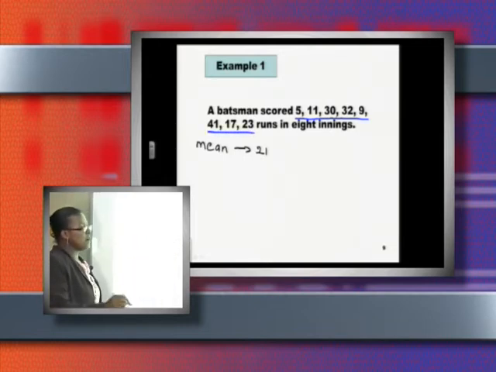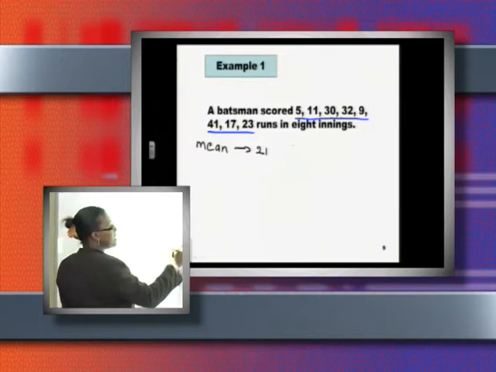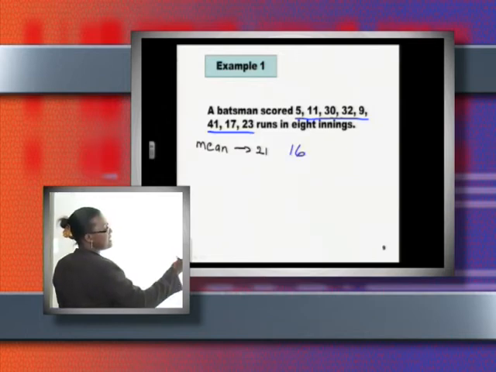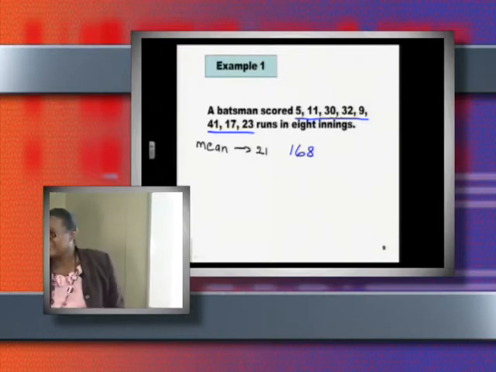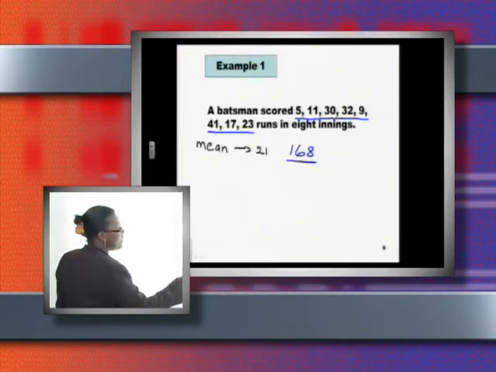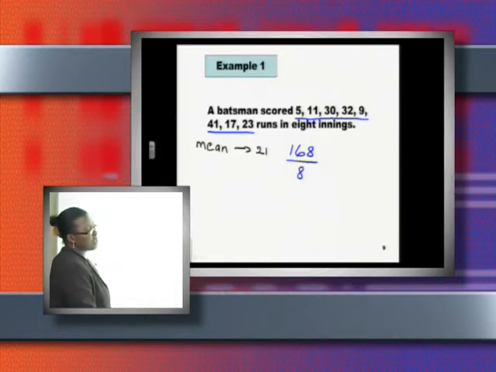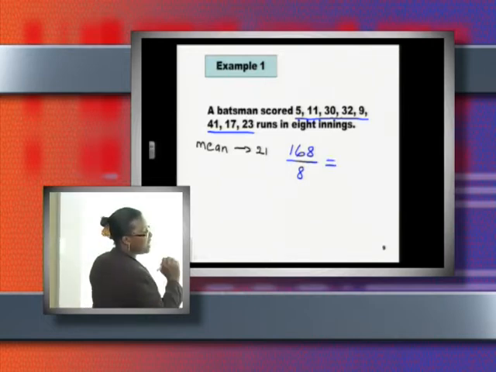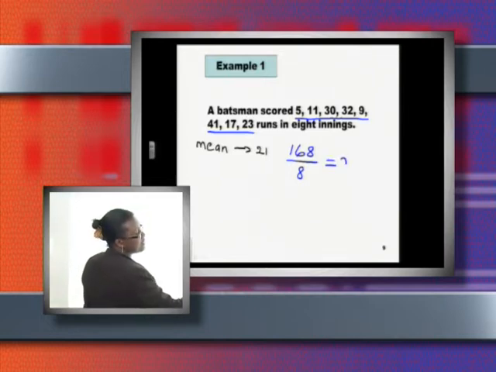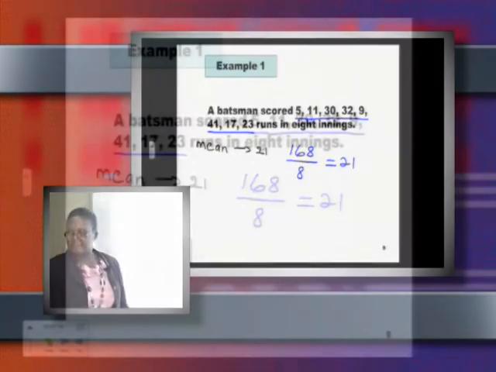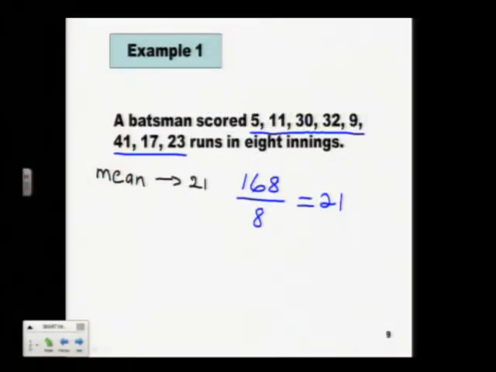Okay, and when you sum them, what did you get? 168. And then what did you do after that? Divide 168 by 8. And what's the quotient when you finish? 21. Okay, so Stefan has 21 as his mean.